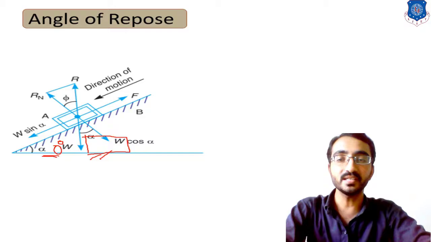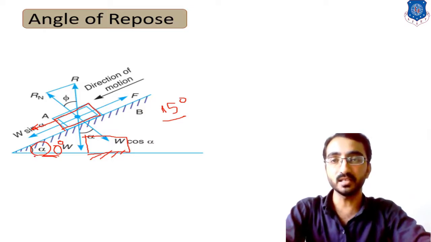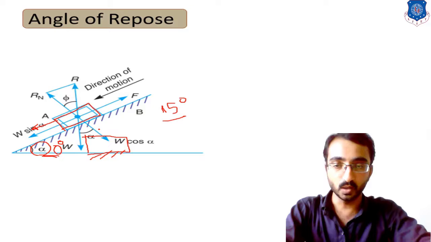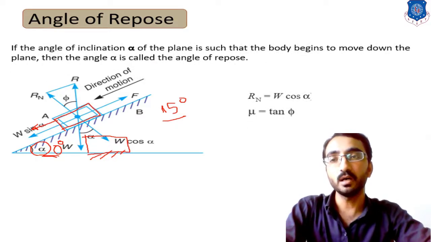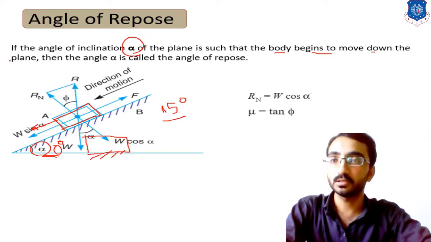Now as we increase the angle alpha, let's consider that at some angle, say 15 degrees, the body will be in this position. When the body reaches this condition, it will try to move in the downward direction due to its self weight, and this angle is known as the angle of repose. So the angle alpha, the angle of inclination at which the body begins to move down the plane, is known as the angle of repose.